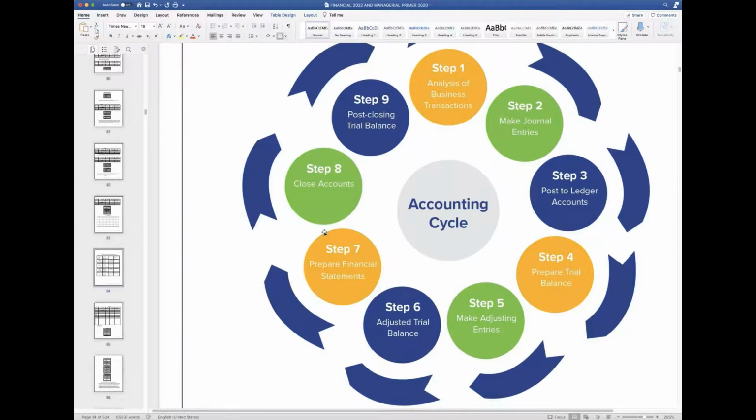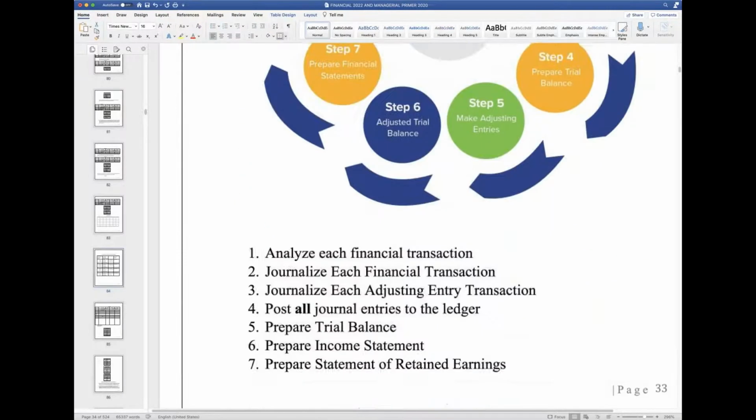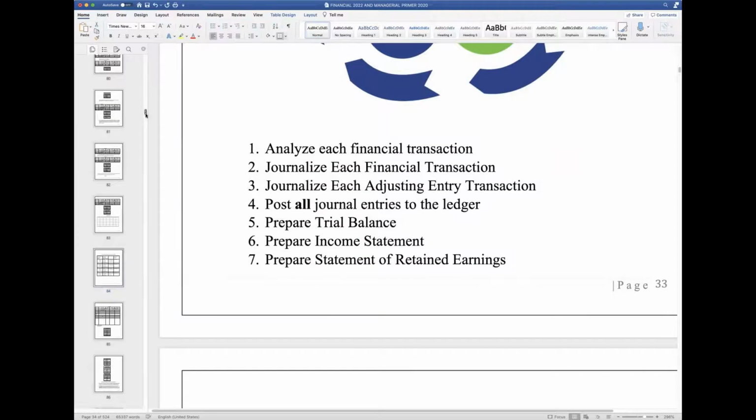We come back to adjusting entries because they are journal entries, but different from the journal entries that we did in step 2. You are not told the exact amount. You've got to make some calculations. So I always like to get through the whole cycle, then come back to adjusting entries when we can focus on that, rather than just quickly talking about adjusting entries and then having to go into preparing the statements and closing the accounts. So I always come back to adjusting entries because of that reason.